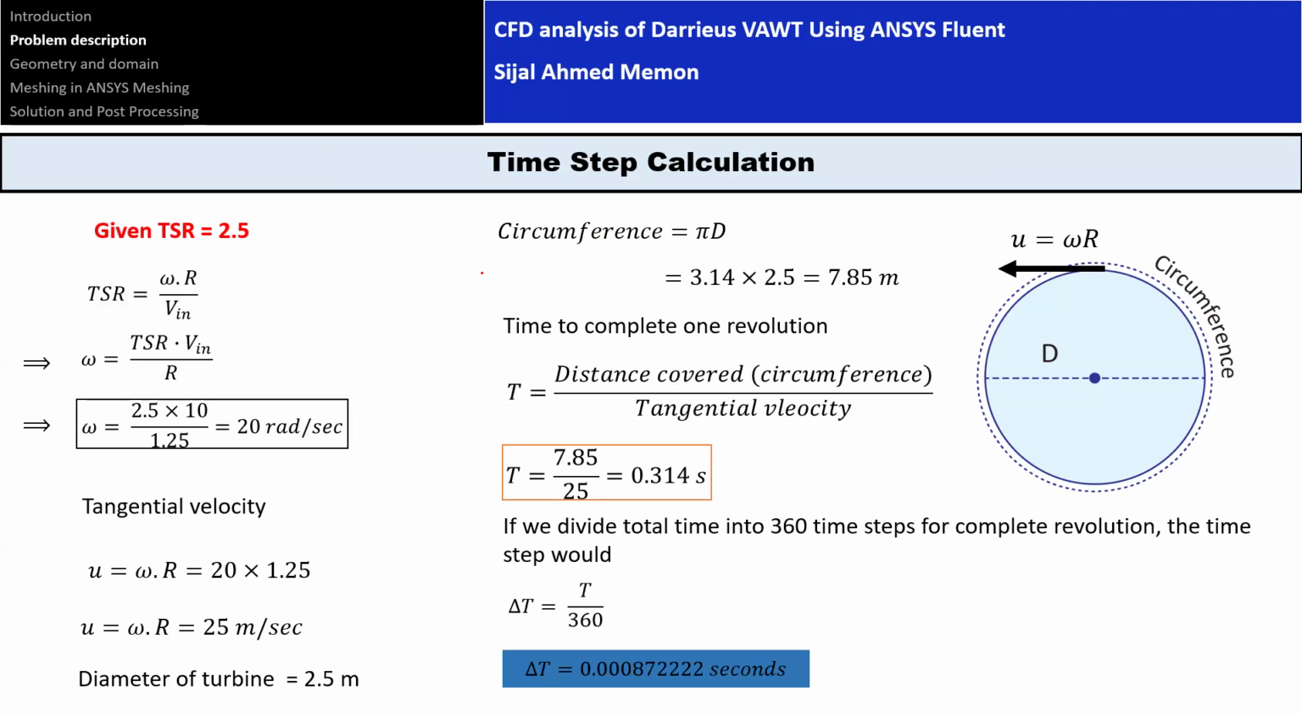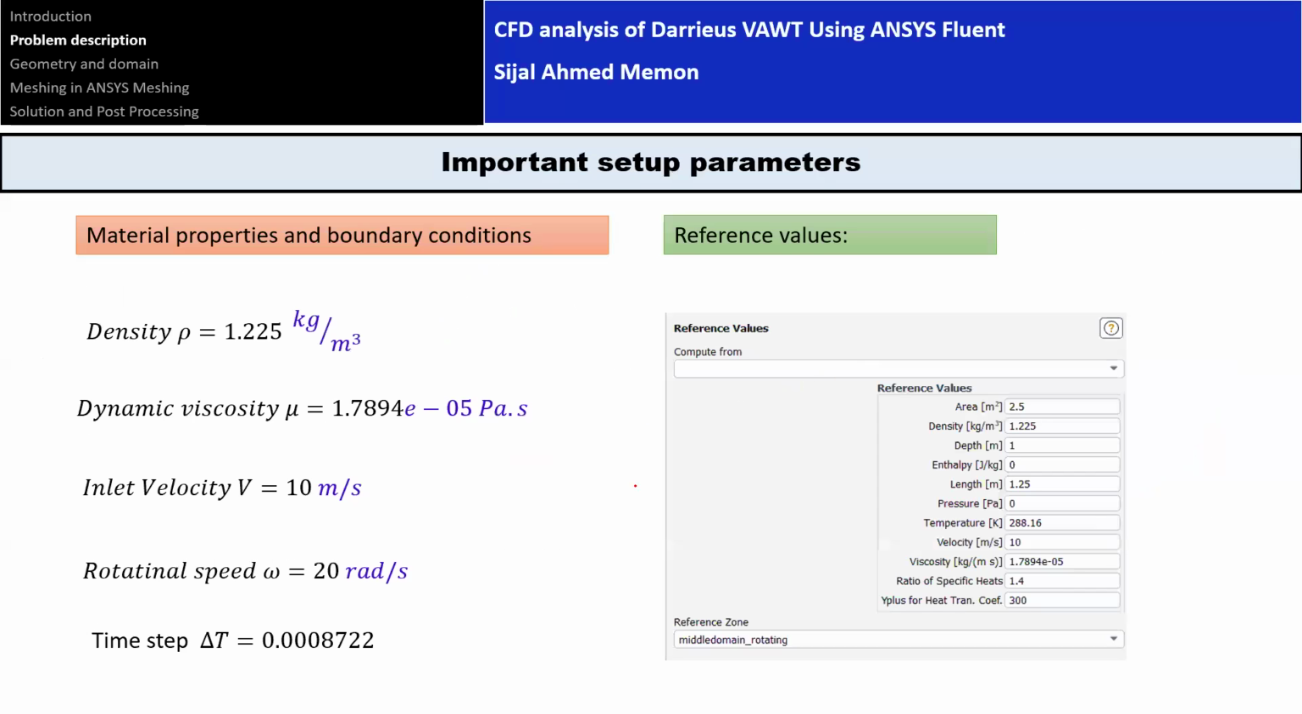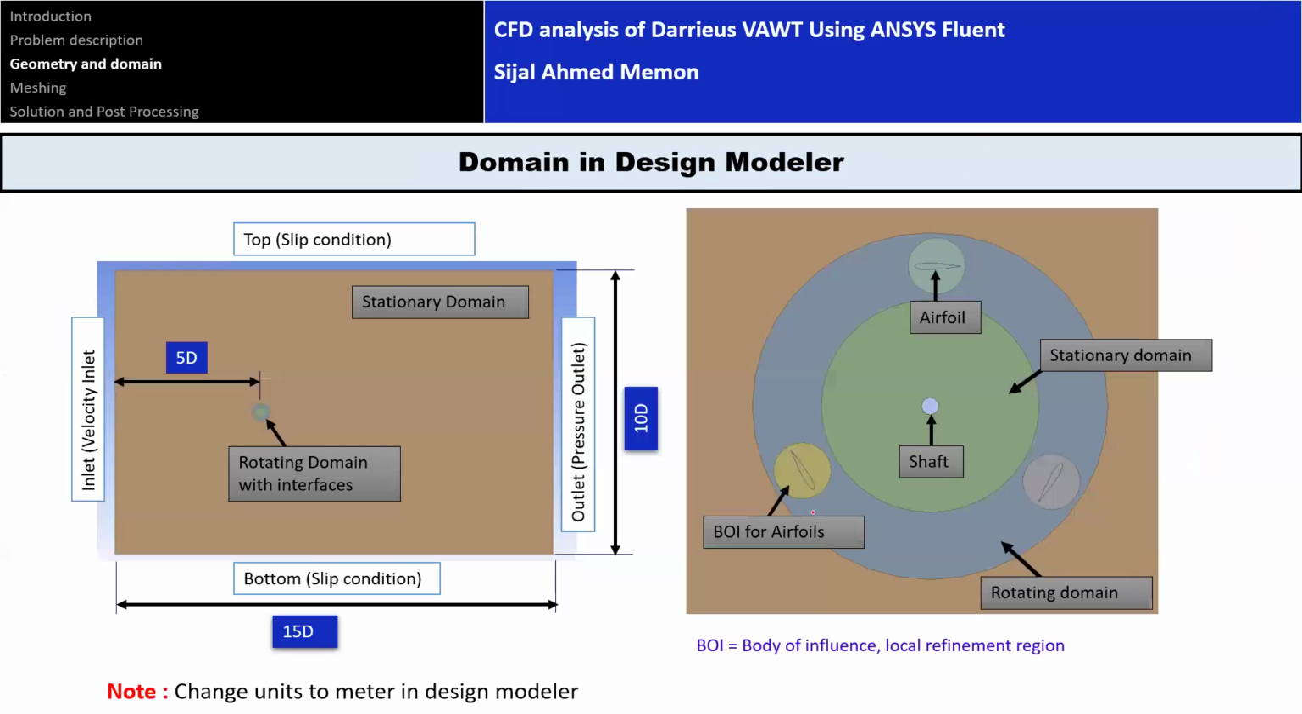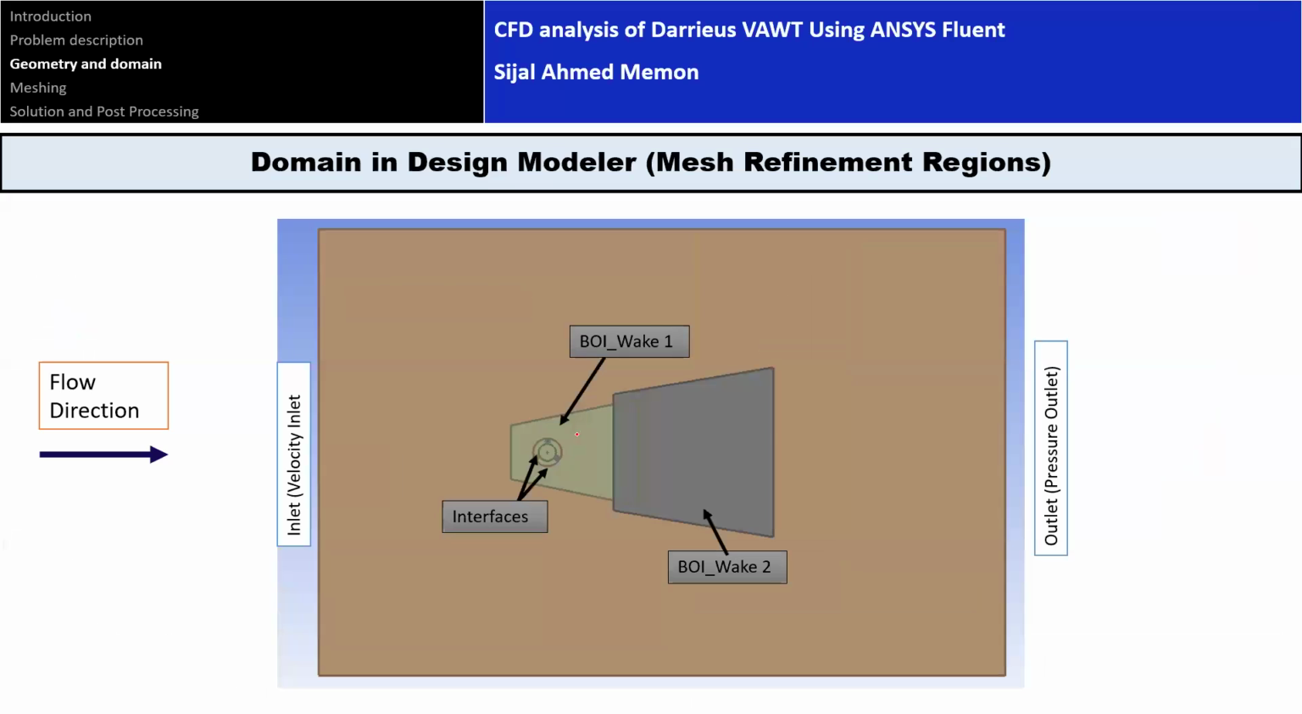And then I have gone through my boundary conditions, material properties, reference conditions, and this is a procedure to import the NACA 0015 aerofoil. And this is a scheme for domain creation. And these regions you can see here, the circular ones, are required for refining the mesh around the aerofoil. And also we need to refine the mesh in the back region. So these regions are created to refine the mesh.